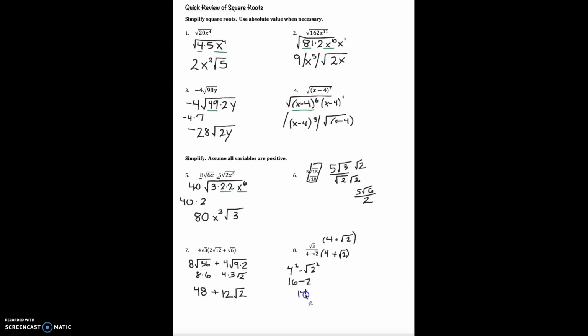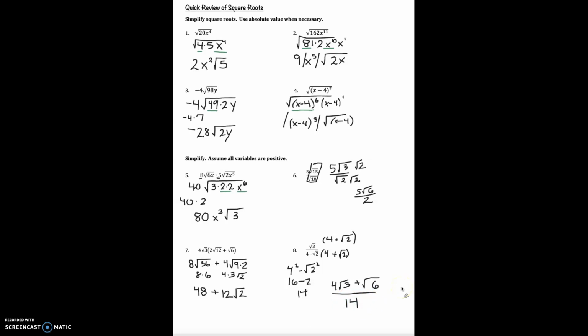And then I'll check to see, does it simplify with root 3? No. So I'm going to just go ahead and distribute that numerator, which will be 4 root 3 plus root 6. Can't simplify any of those. So then we don't forget about our denominator, which is 14.